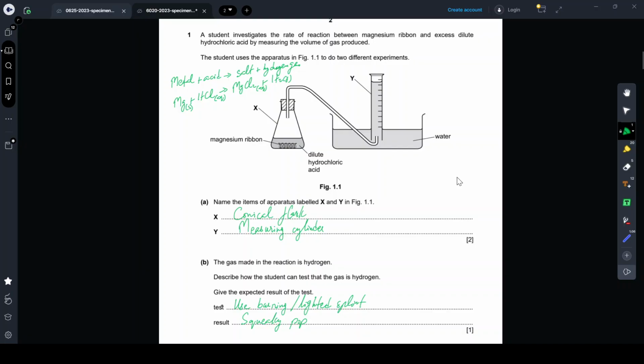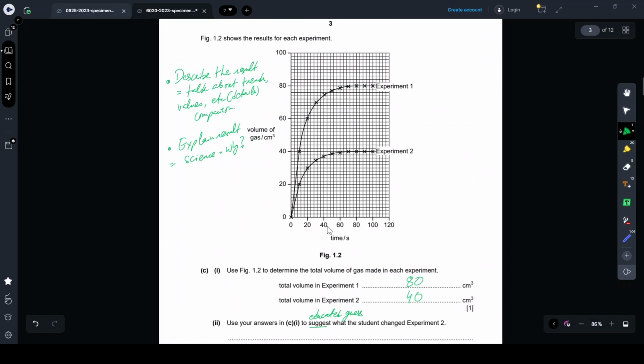It's to investigate the rate of reaction. The rate is how much gas is being produced over a certain period of time. But this is not so much the rate. It is in the sense that you're getting more gas per unit time, but it's not happening more quickly. It's just that you're getting more in that same amount of time.